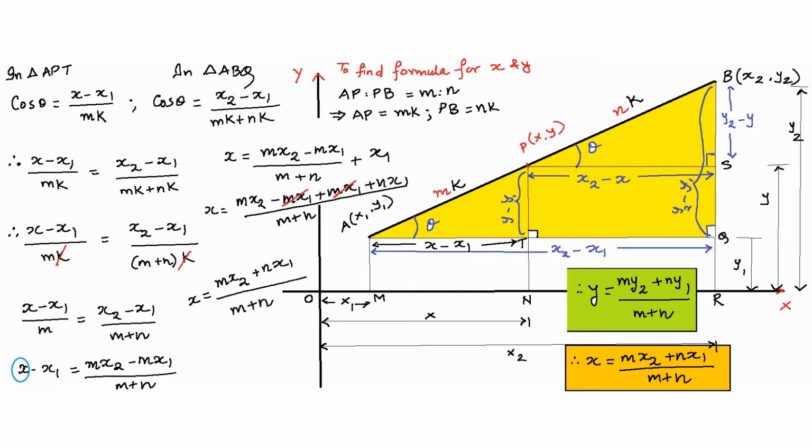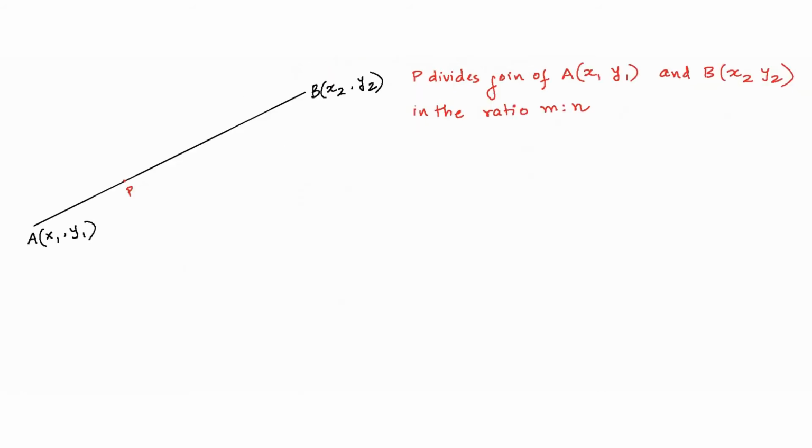So let us summarize the section formula in a nutshell. Let's consider that A and B are two points whose coordinates are x1, y1 and x2, y2 respectively. And P divides the join of A and B in the ratio m:n. Because A was the point that was specified first, m lies on that side and therefore the ratio is m:n. Then the section formula says that the x coordinate of P and the y coordinate of P can be found as follows.